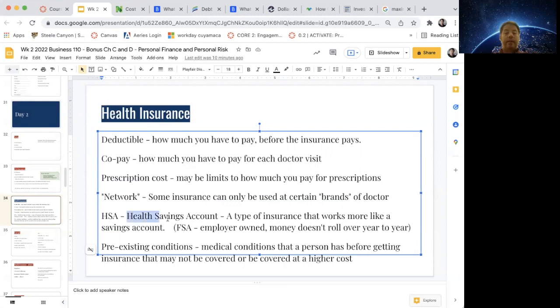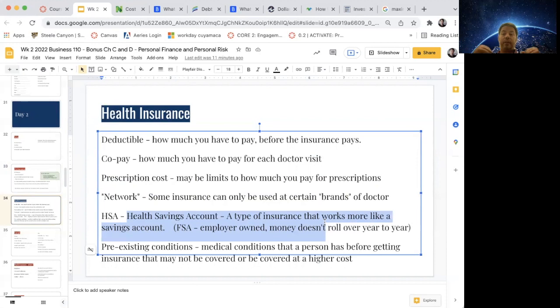Okay, next one, health savings account. Okay, so this can be complicated. It depends on what you have, because there's actually an FSA, which is something that I'm familiar with a little bit more. But a health savings account is basically a type of insurance that works more like a savings account. So every month, part of your paycheck goes into an account, and then it accumulates. And then when you go to the doctor, they take it out of that specific account to go to the doctor.